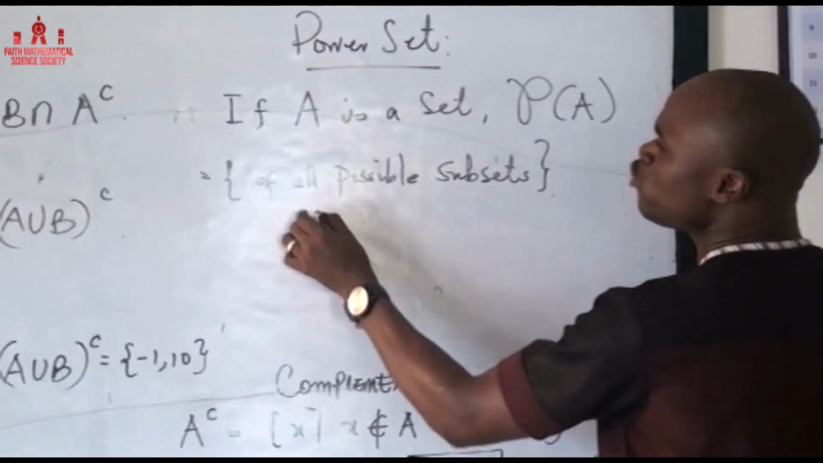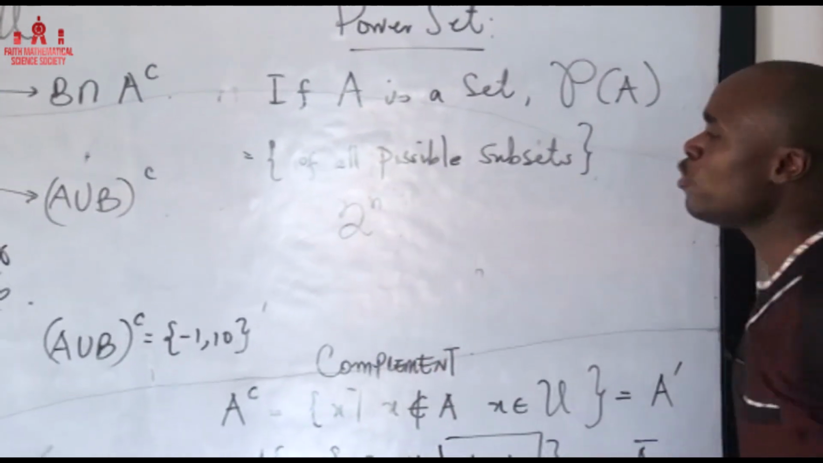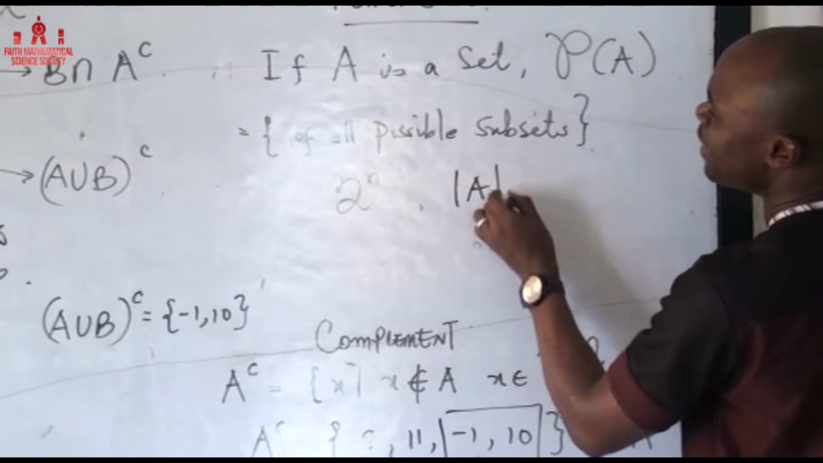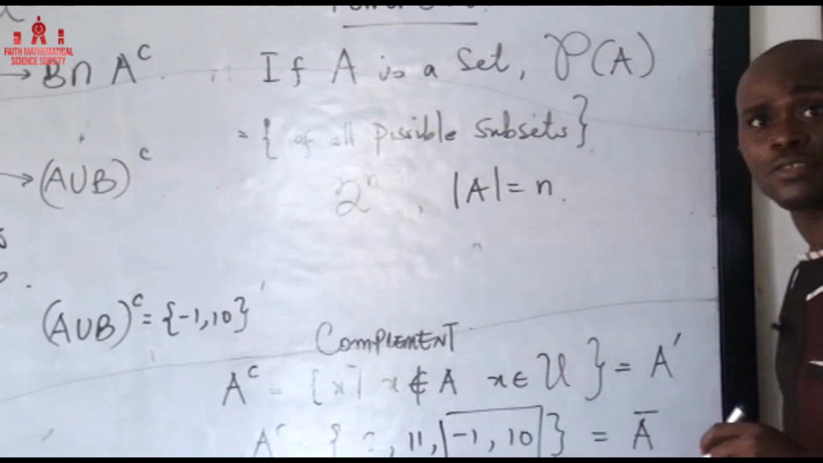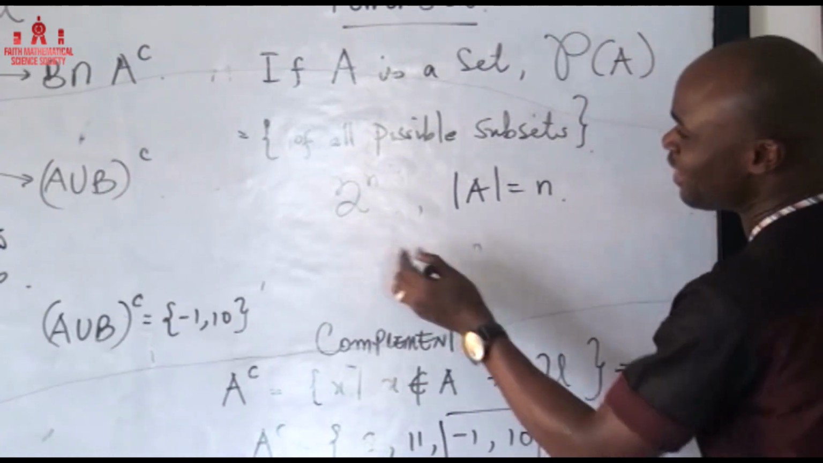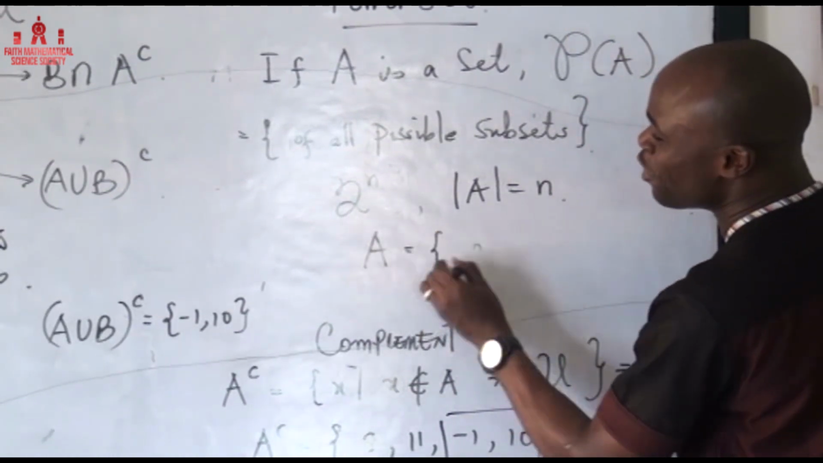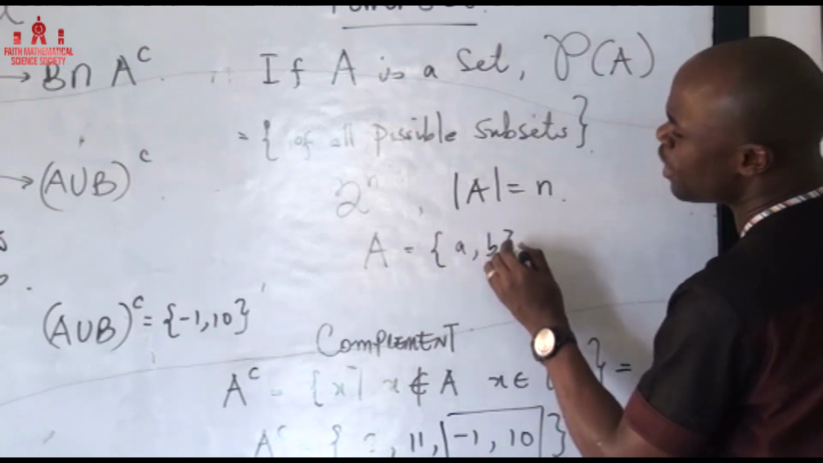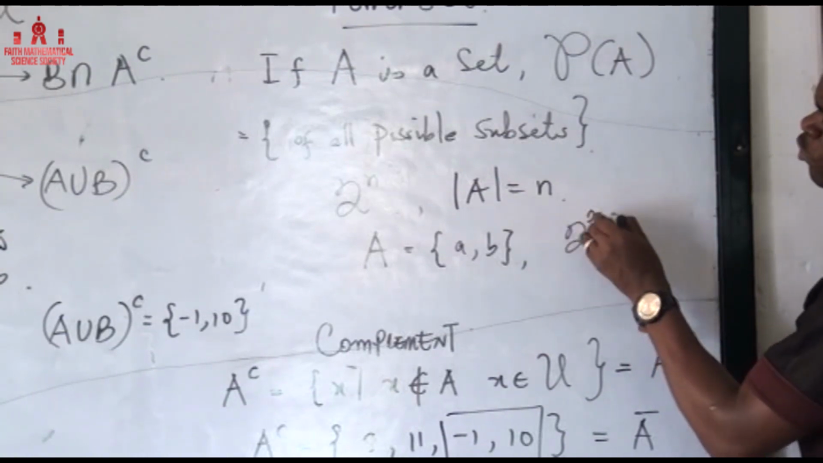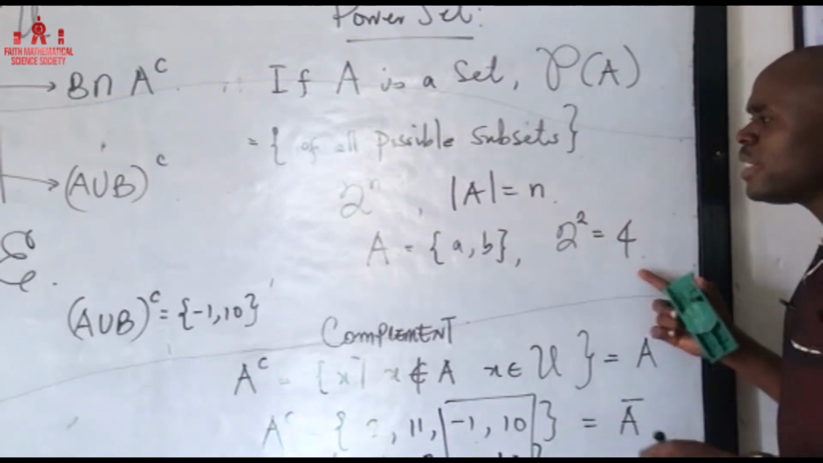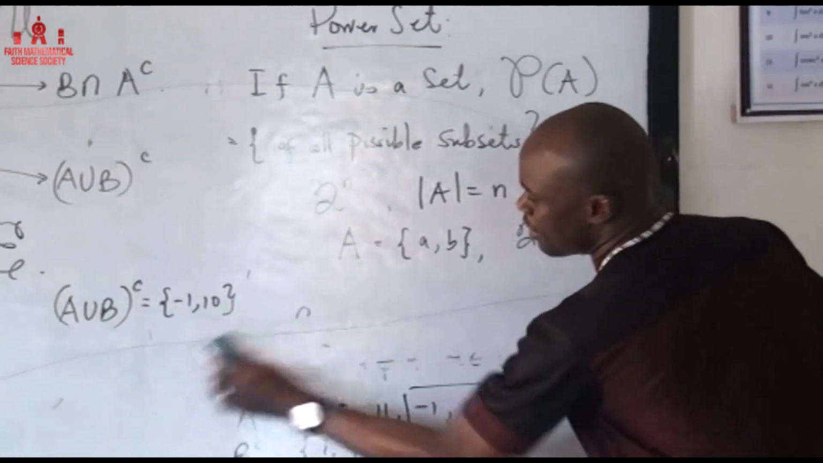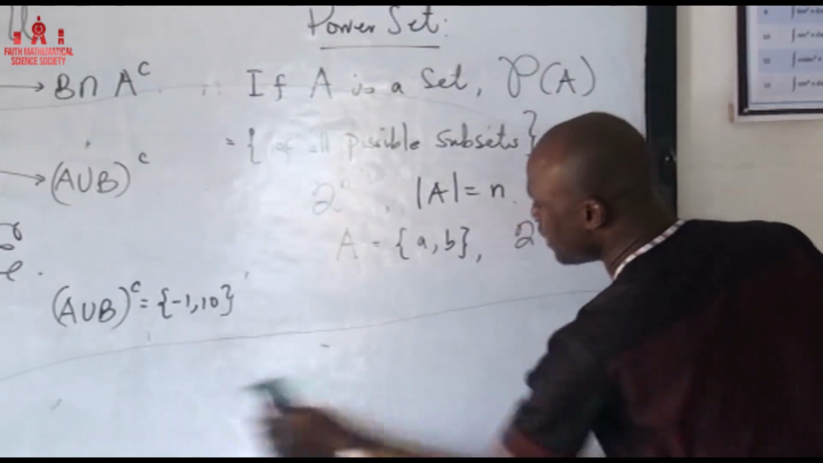And how do we get to know that? We use the formula 2 raised to the power of n, where n is the cardinality of the set. Remember I talked about the cardinality of the set. So let us take the first set we were talking about, A equals {a, b}. The cardinality of this set is 2. So we are going to have 2 raised to the power of 2, that is 4. So the number of subsets in this power set is going to be 4, and let us list them.